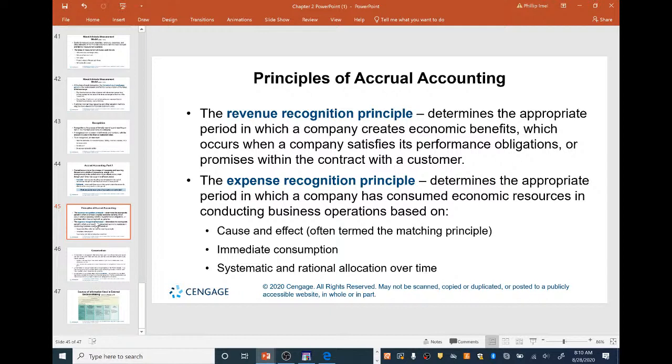Think of expense recognition, the systematic and rational allocation over time. So what does that really mean? What's the theory behind us capitalizing these assets and then over time depreciating it into income, expensing it into income? I guess it's more accurate to say you use it over time rather than when you purchase it.